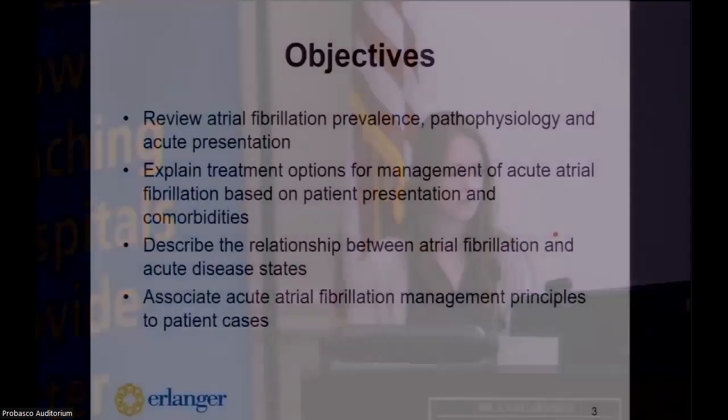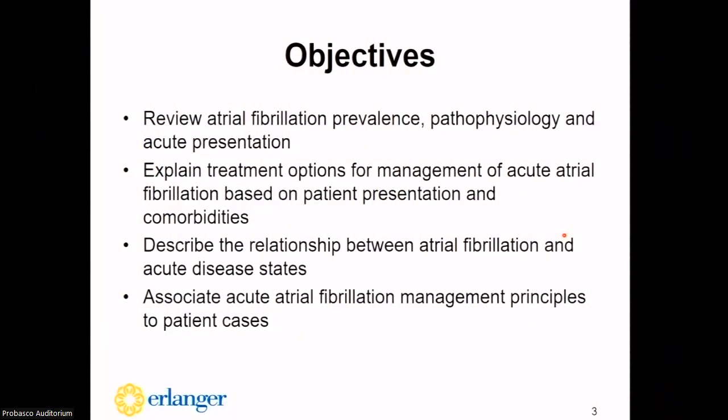Our objectives for this presentation are to review atrial fibrillation prevalence, pathophysiology, and acute presentation. We're also going to explain different treatment options for management of acute atrial fibrillation based on patient presentation and comorbidities, describe the relationship between atrial fibrillation and acute disease states, and then associate acute atrial fibrillation management principles to patient cases.